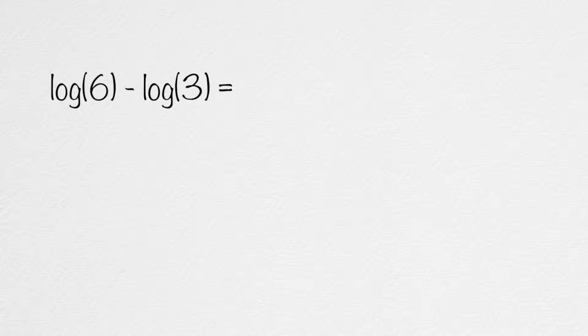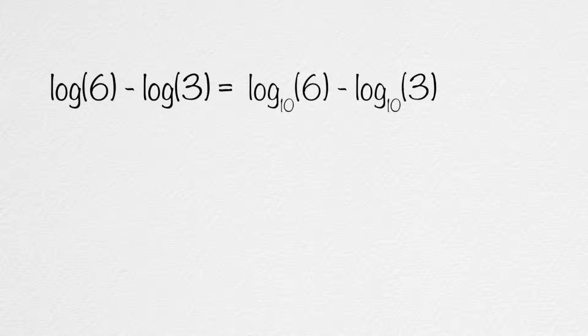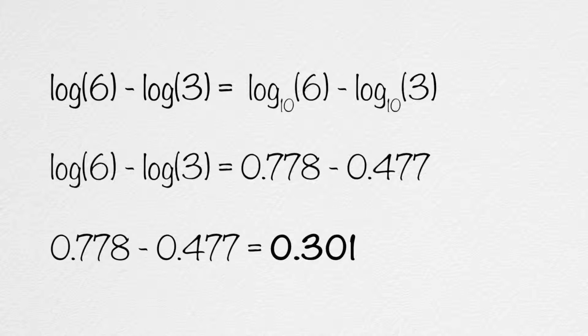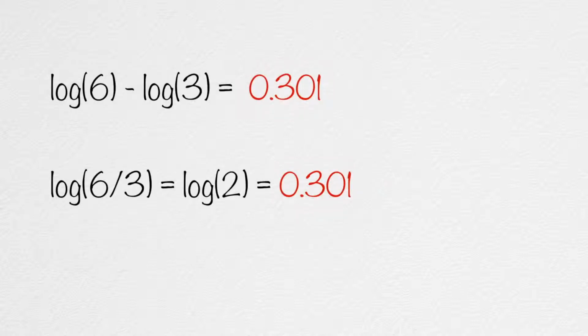Okay, so we have log of 6 minus log of 3, and that's obviously log to the base 10 of 6 minus log to the base 10 of 3. If we calculate those, log to the base 10 of 6 is 0.778 and log to the base 10 of 3 is 0.477. Subtract the two, we end up with 0.301. So log of 6 minus log of 3 equals 0.301.